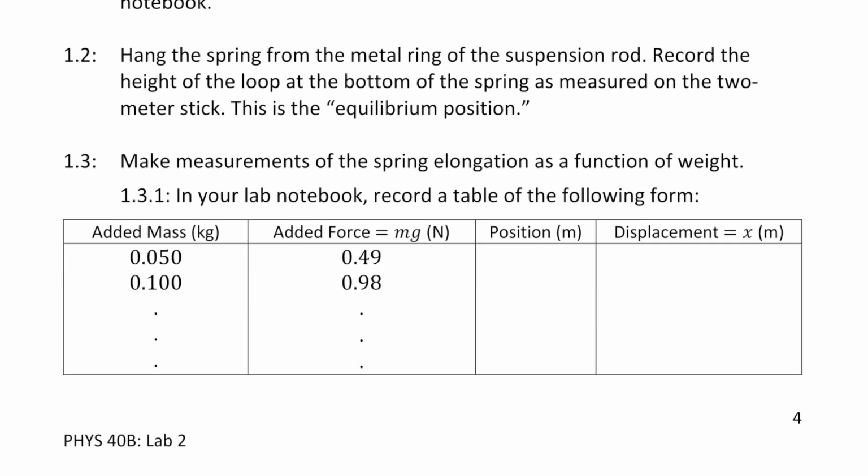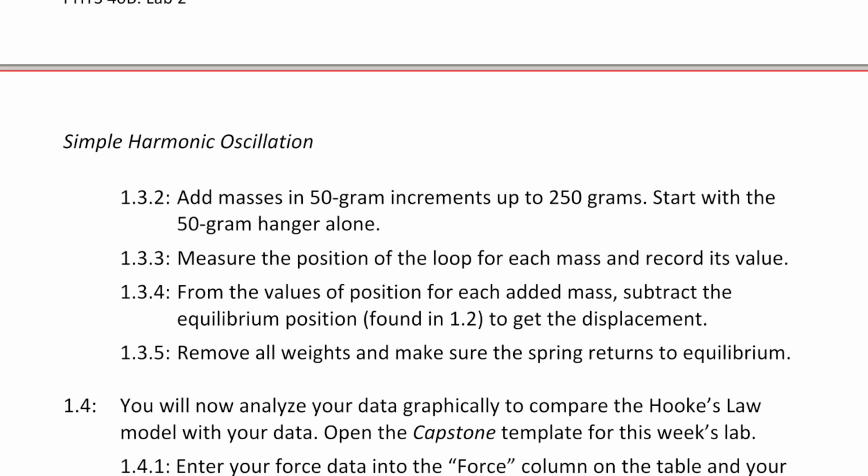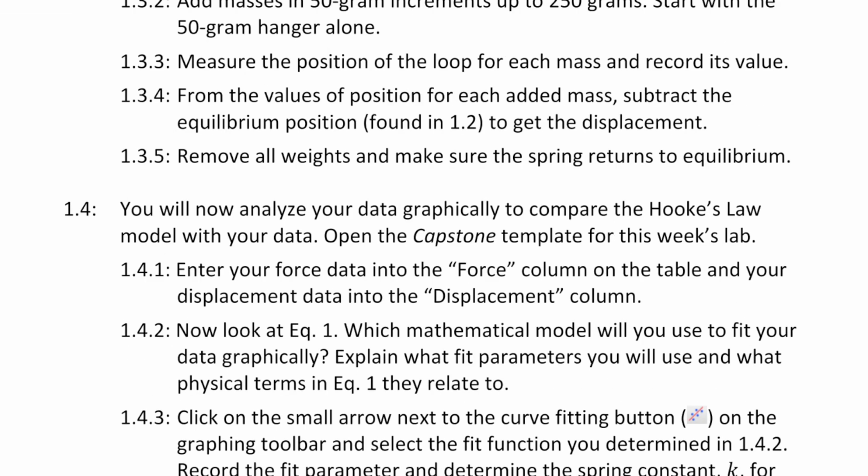Then you're going to add masses and look at the position of that loop, and calculate the displacement by taking the position minus the equilibrium. That'll give you the displacement. When you add more masses, you're going to look at how the position changes, and then you're going to graph that data.